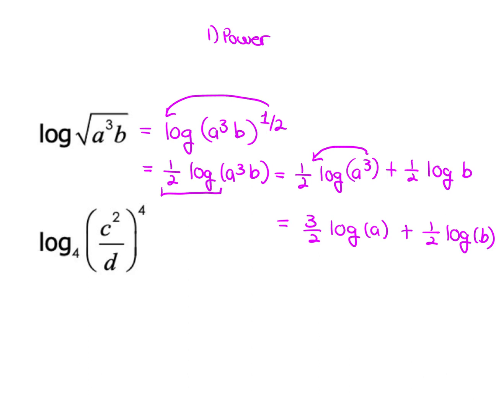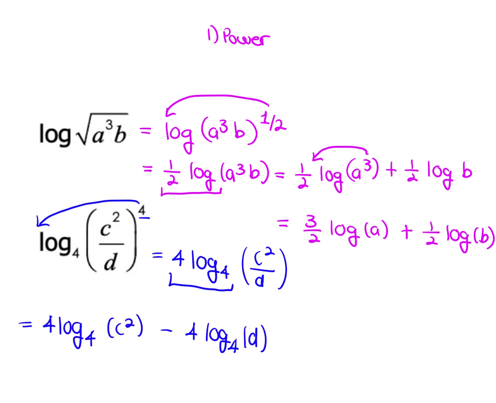Now we have log base 4 of c to the 2nd divided by d, quantity to the 4th power. So we're going to use the power rule to first bring the 4 to the outside. So we have 4 times log base 4 of c to the 2nd divided by d. Now we can use our quotient rule, so it'll be 4 times log base 4 of c to the 2nd minus 4 times log base 4 of d. And then we can pull out the second power here and multiply that by 4, and we'll have 8 times log base 4 of c minus 4 times log base 4 of d.